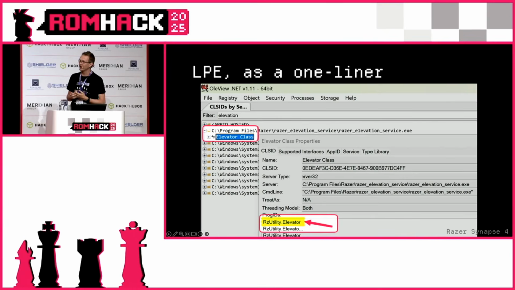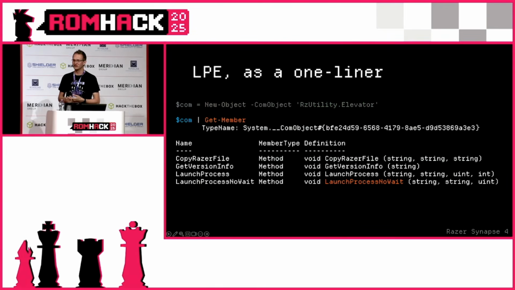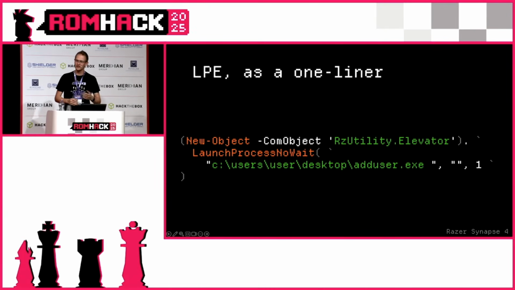You see, using something like oleview.net, you can get the prog ID for the exposed COM object in the elevation service. Using some PowerShell, we can instantiate a new instance of that COM object, ask it which functions are available, and finally just call a function we want, which is in this case launch process no wait with a path, and the exact same thing occurs. Get rid of the DLL, don't do any of the hard stuff. This is much easier. So as a one-liner, my colleague shows me, you can just do this and the same thing will occur, which is really nice.